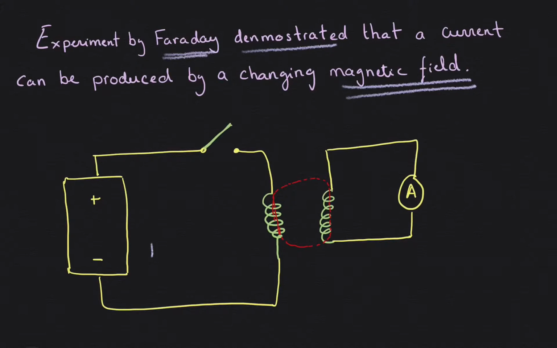So on the left-hand side, I'm going to write primary, and on the right-hand side, I'm going to write secondary. On the left-hand side, you can think of a battery or an electron pump. And we have a switch where we can close the circuit or open the circuit. And here in the middle, we have iron.